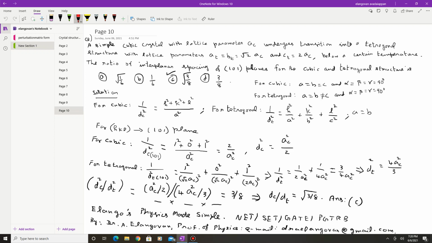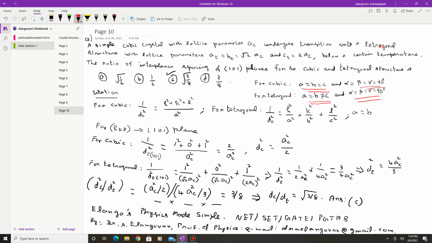Now the solution. For a cubical system, you know this expression. First, what is the cubical system? In cubical systems the lengths are equal and the angles alpha, beta, gamma are 90 degrees. For tetragonal, two lengths are equal and the height C is different, but the angles are 90 degrees. So that is the difference between cubical and tetragonal system.